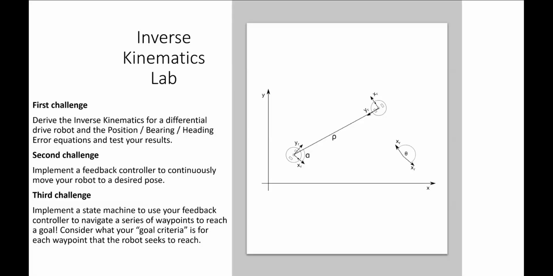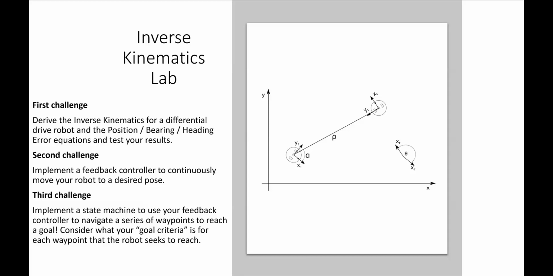Because if you don't set a good stopping criteria, so for example, you say, I'm only at my position when my distance and heading error are 0, your robot will presumably go and kind of overshoot it and then come back, overshoot it and then come back, and just do that endlessly. And so you're going to want to have some tolerance in there.